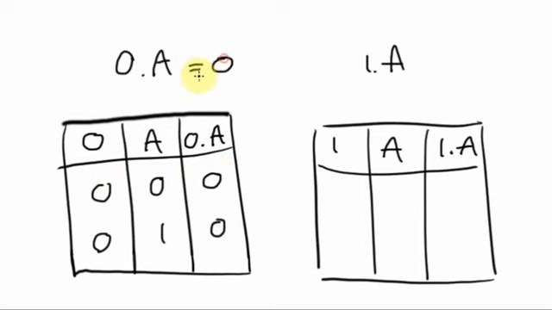1 and A, let's have a look. Input on this one is always going to be 1. Here, A can take the values of 0 or 1. 1 and 0 is again 0. 1 and 1 is 1. So here, 1 and A, if you have a look, where's the pattern? The output happens to be the same as whatever A is. So 1 and A will equal A.